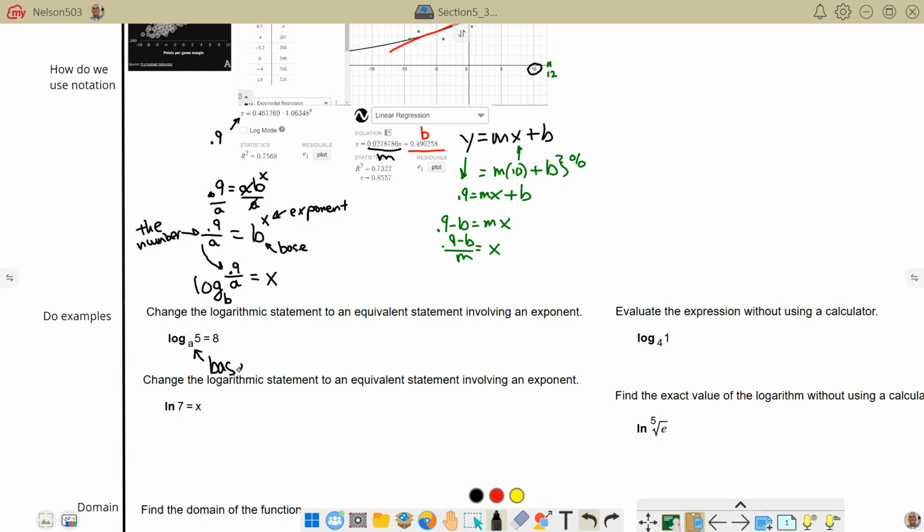Okay, so let me make a couple notes here. The a is the base, all right? The 8 is the exponent, and the 5 is the number that we're going to get after we raise the base to the exponent. So we're going to say a to the 8th power is equal to 5.